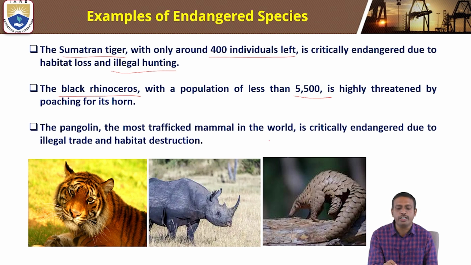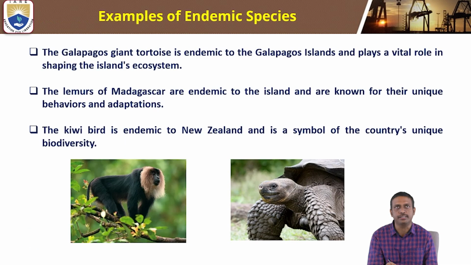Sumatran tiger, with only 400 individuals left, is critically endangered due to habitat loss and illegal hunting. Black rhinoceros, with a population of less than 5,500, is highly threatened by poaching for its horn. Pangolin, the most trafficked mammal in the world, is critically endangered due to illegal trade and habitat destruction. These are some examples of endangered species.